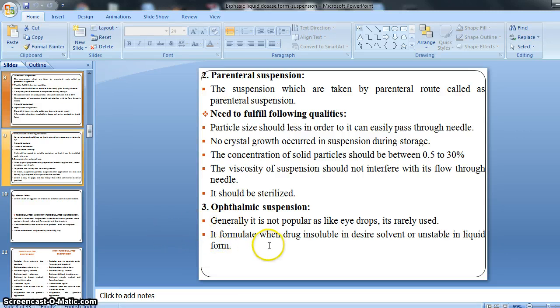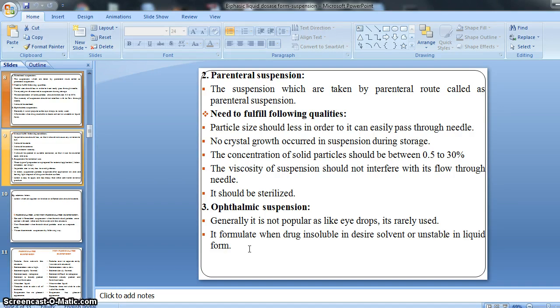Then it is formulated when the drug is insoluble in the desired solvent or unstable in liquid form, right? Means in case of our medicament which we need to dispense, that is insoluble in our desired solvent or liquid, or the drug is not stable in liquid form, right? There are two conditions in which we can formulate the ophthalmic suspension dosage form, right?